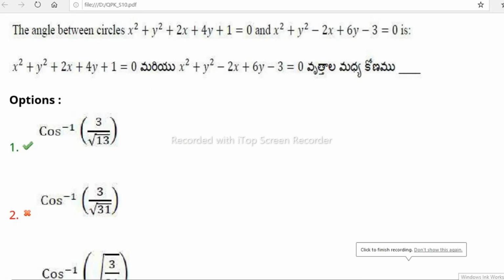Yes, we can observe what this question is asking: the angle between the circles. It is asking us to find the angle between the two circles. We have to find the distance between the centers and their radii. Let's see. The first circle is x² + y² + 2gx + 2fy + c, this form.